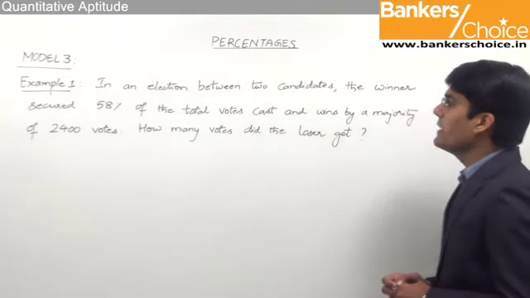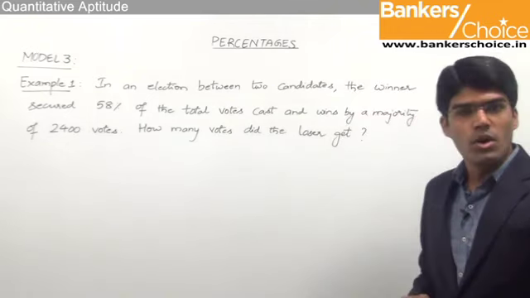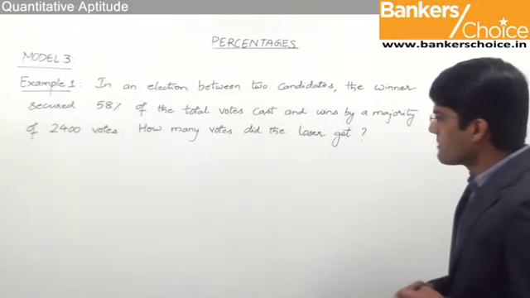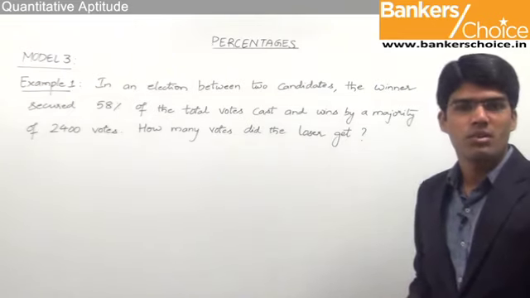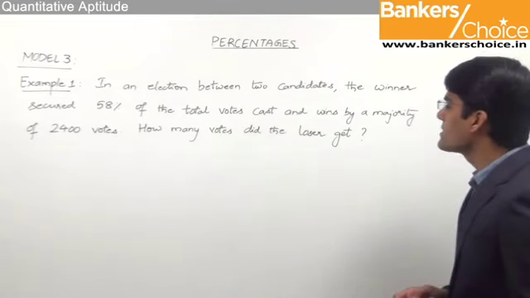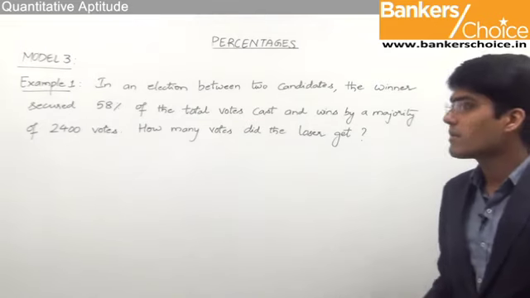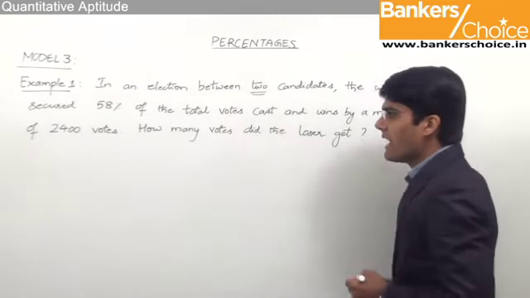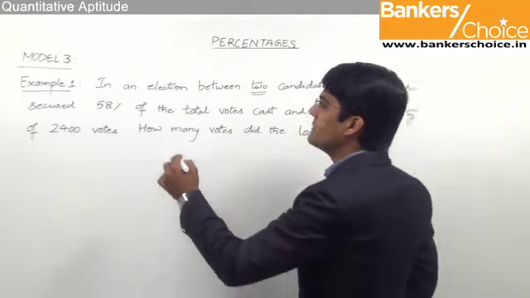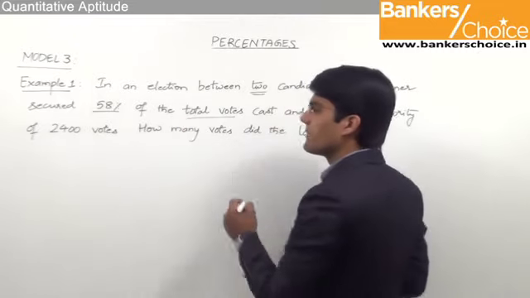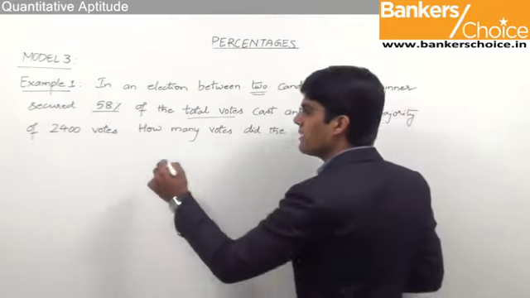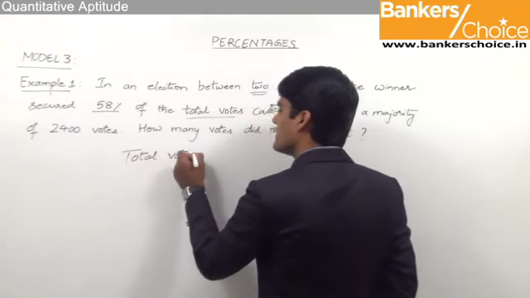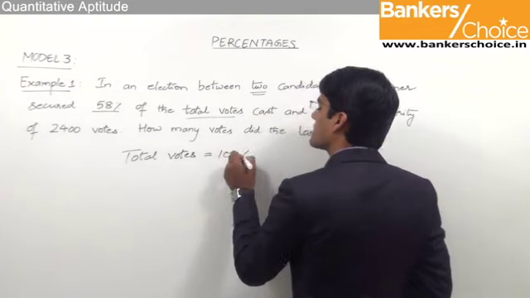In an election between two candidates, the winner secured 58% of the total votes cast and wins by a majority of 2,400 votes. How many votes did the loser get? As the question says, the election was between two candidates and the winner has got 58% of the total votes. Now as discussed earlier, total can always be taken as 100%. So let us assume that the total votes cast is equivalent to 100%.